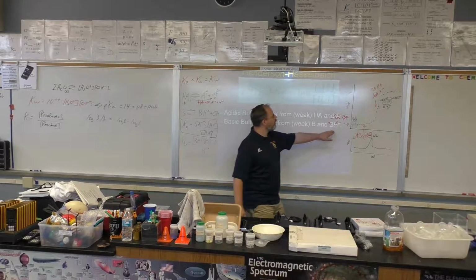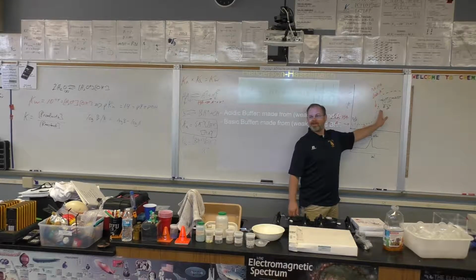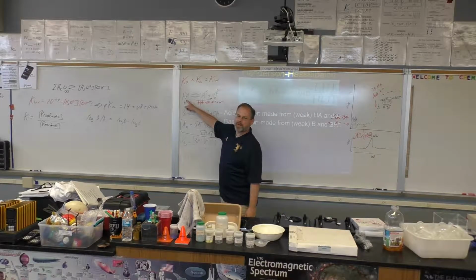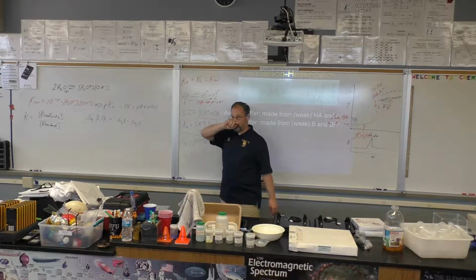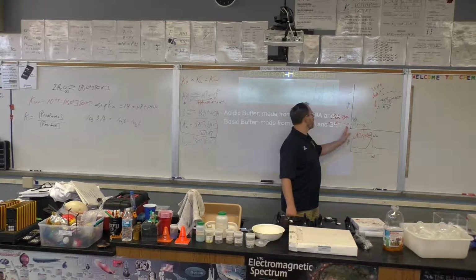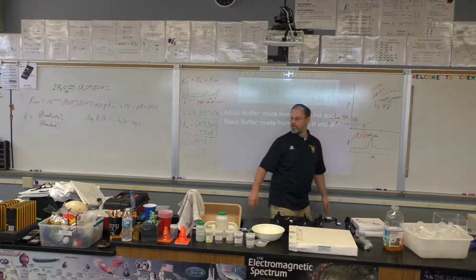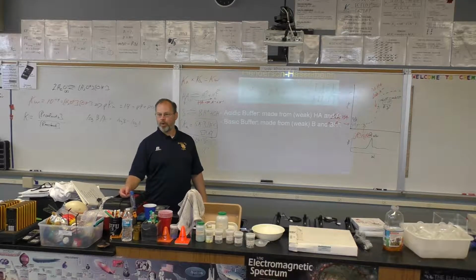So here, whole bunch of HA, not much A minus. Here at the equivalence point, mostly A minus, not much HA. Do you understand why there's not much HA? We keep adding base and we keep adding base and we keep removing an HA and turning it into an A minus. Every time we add an OH, an HA becomes an A minus. So here, whole bunch of HA, not much A minus. Right in between, the two are about equal in concentration. Now, why is that important?